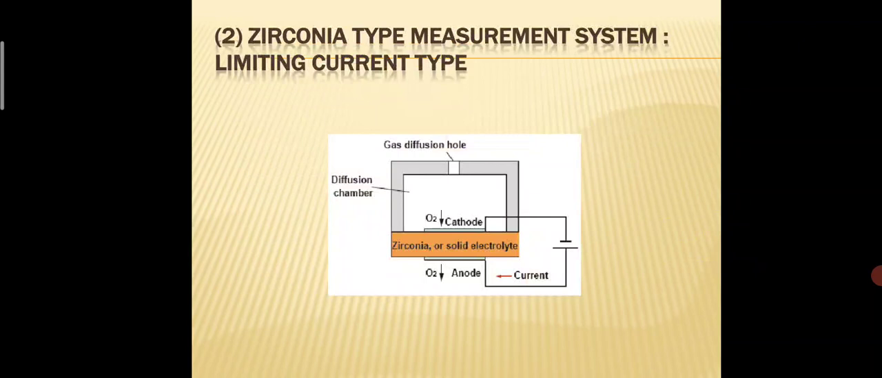Next, we go to the zirconia type measurement system, limiting current type. Here we see the zirconia type solid electrolyte is fixed in this place, and this is the cathode and this is the anode. The oxygen concentration is measured using this arrangement. In this method, the output will be in the form of current.